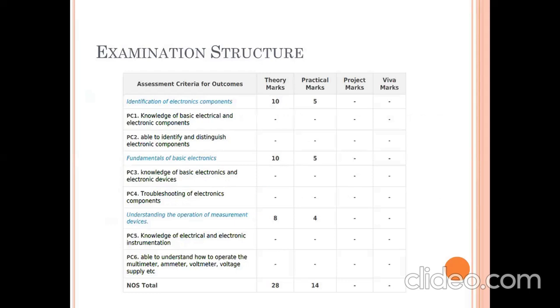Next one is the examination structure for the first module. It is only for the module 1. So the module 1 is divided into 3 parts. The first 2 parts have 10 marks of theory. The last part has 8 marks of theory, and practical is also divided accordingly. So in all, for the module 1, you have 28 marks of theory examination and 14 marks of practical.